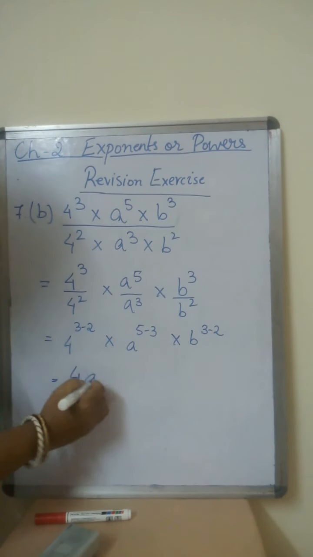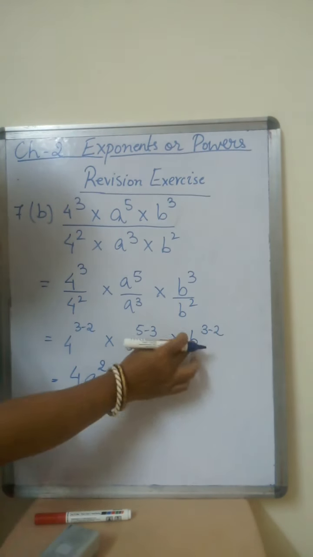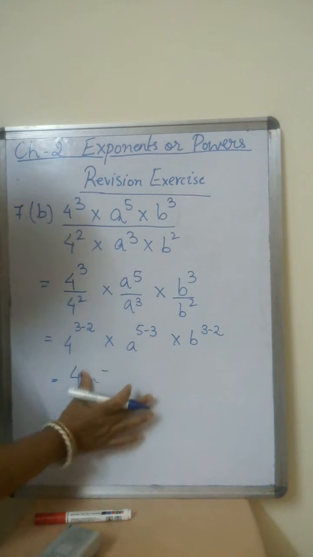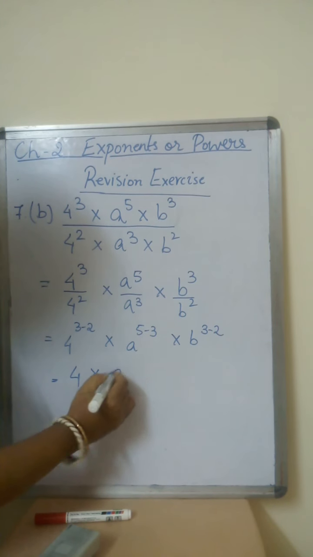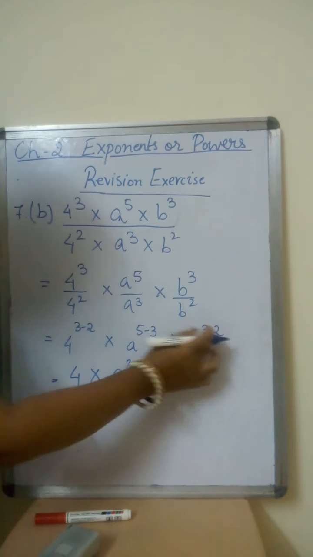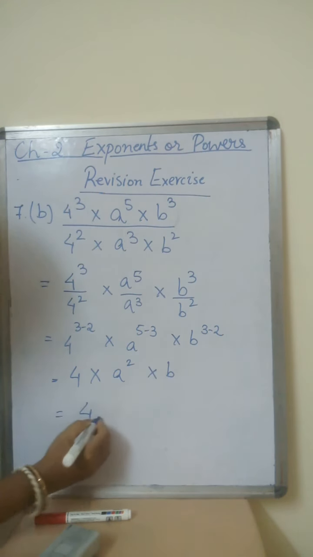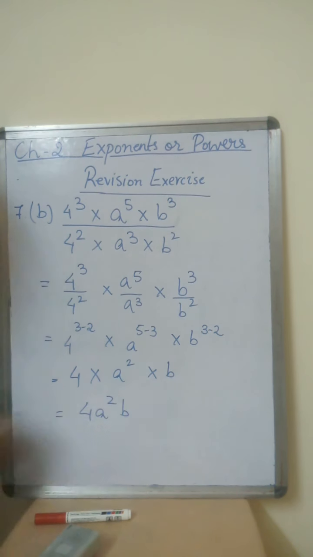A to the power 5 minus 3 is 2. Okay, and B. I'll write it in this way, you will understand. A to the power 2 into B to the power 3 minus 2 is 1. Okay, so what is the answer? Answer is 4 A square B. Okay, so this is question number B.